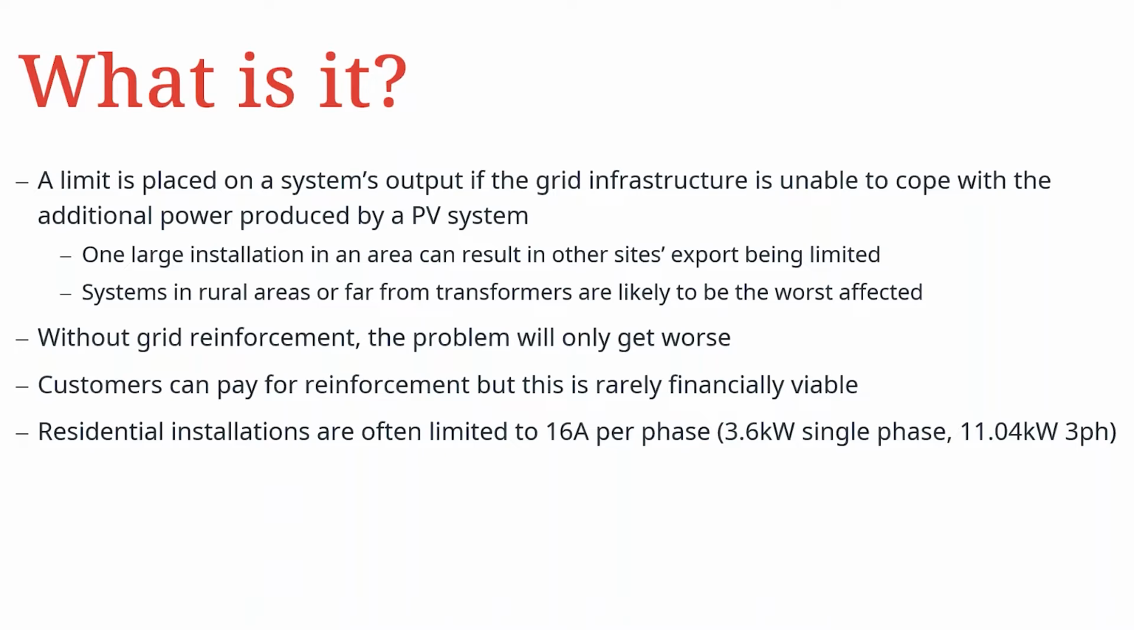So without grid reinforcement, this issue will only get worse. We'll have more PV systems installed around the country. We'll see less and less additional export capacity available. So more and more systems will require export limitation. Of course, customers could pay to have that local area grid reinforced. However, this is normally a very expensive process, tens, if not hundreds of thousands or millions of pounds to undertake this work. So normally it's not a viable process. It would be better just to export limit that system.